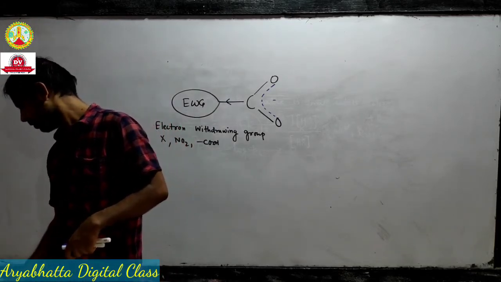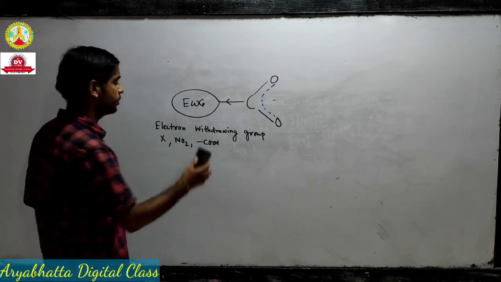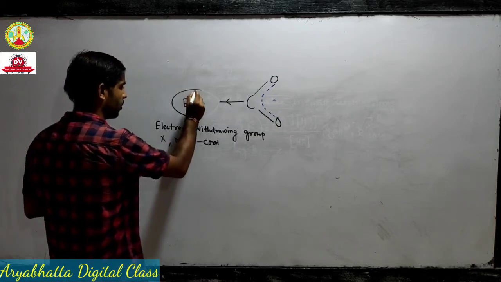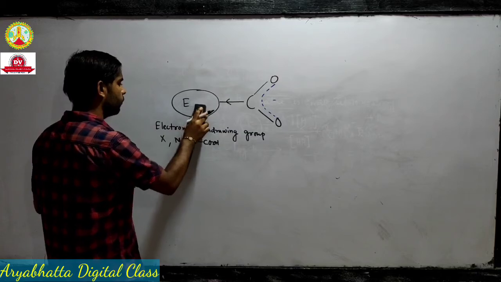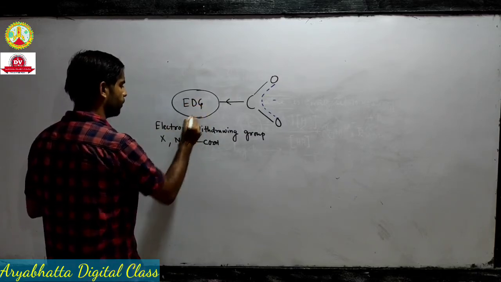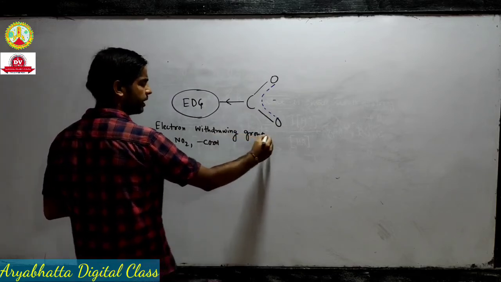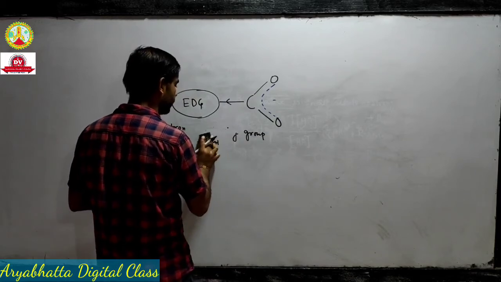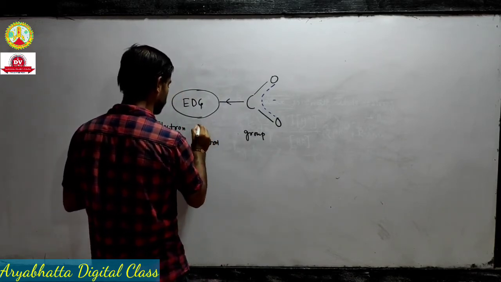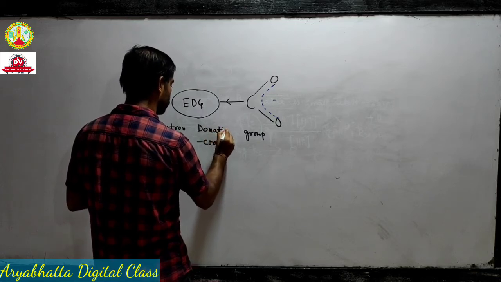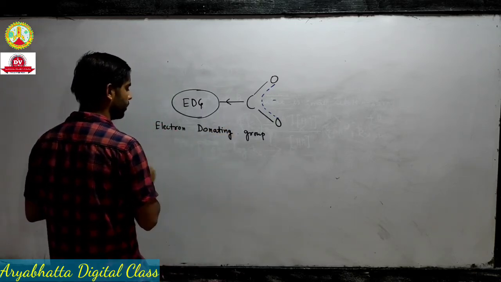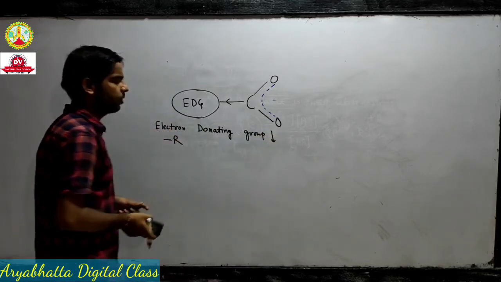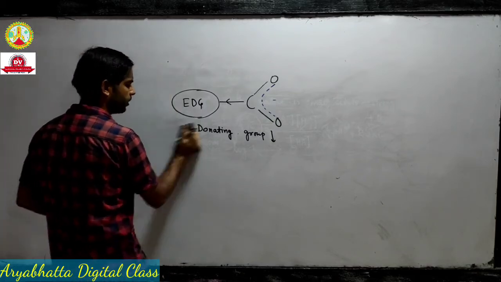And if we use an electron donating group, in case of electron withdrawing group, acidity goes up. In case of electron donating group like alkyl group, the acidity goes down. Let's see an example.